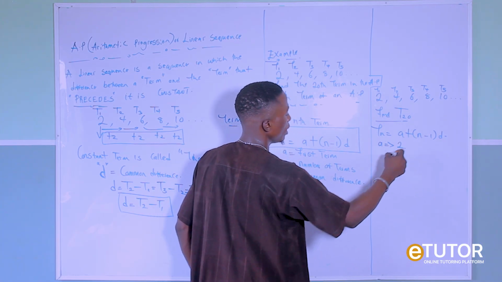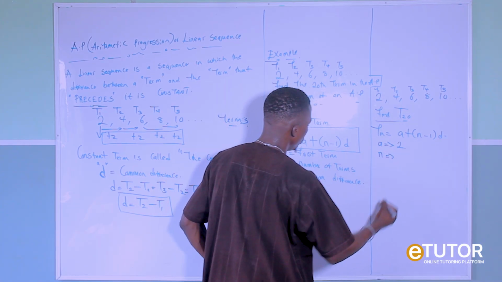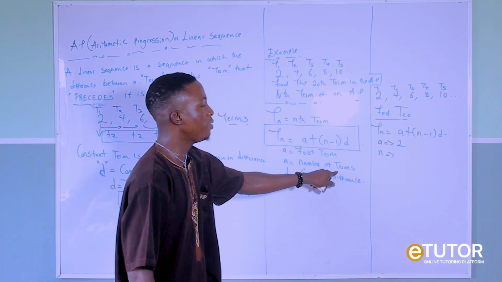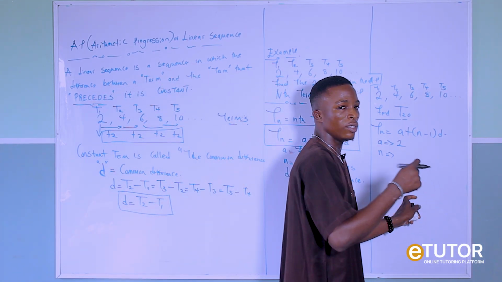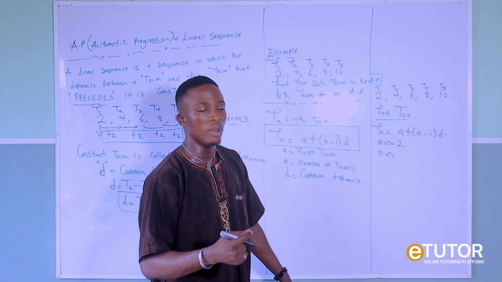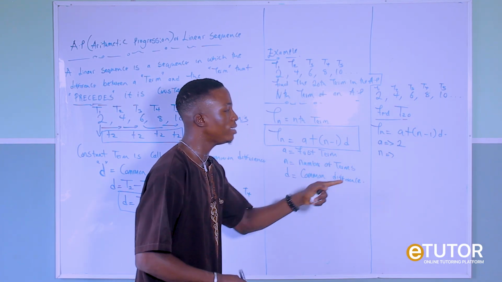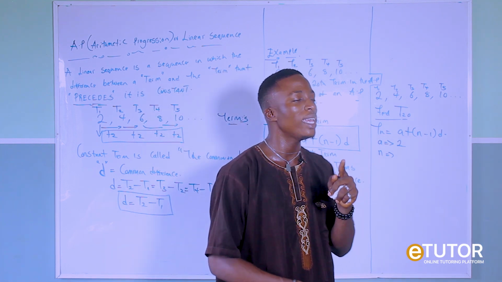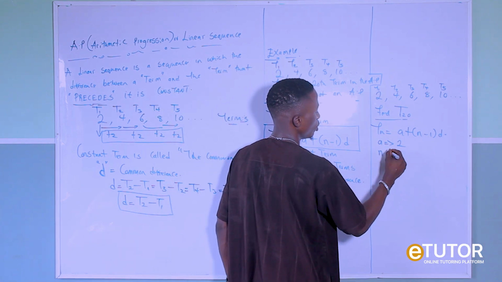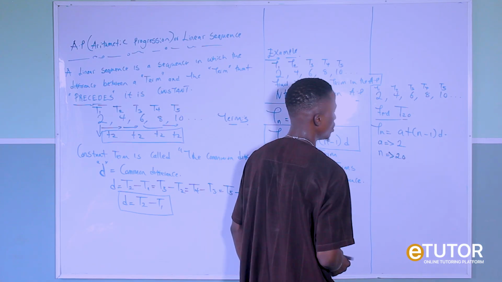The next thing to find is your n. Your n means the number of terms. If you're looking for the 5th term, your n will be 5. If you're looking for the 4th term, your n will be 4. But now we're told to find the 20th term, so our n would be 20. So my n equals 20.